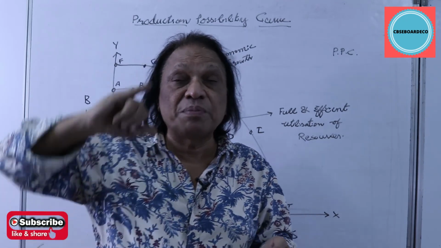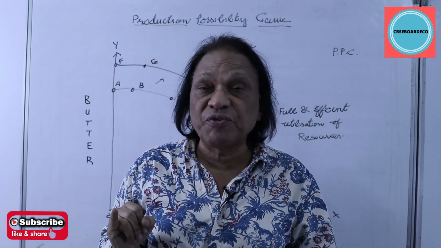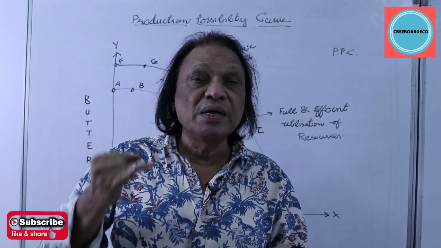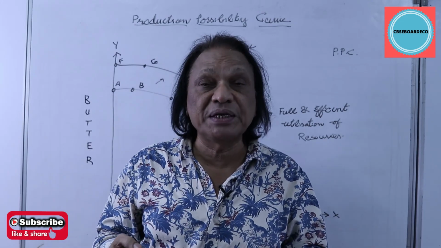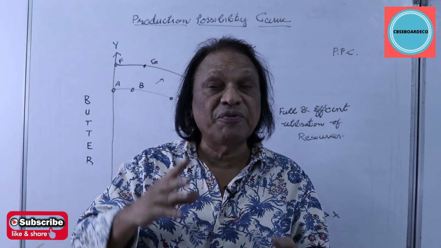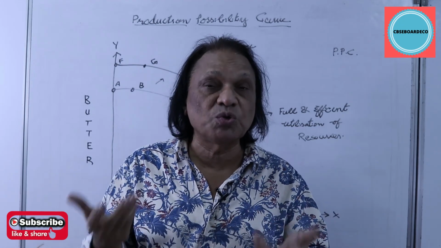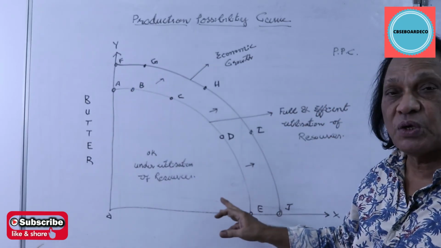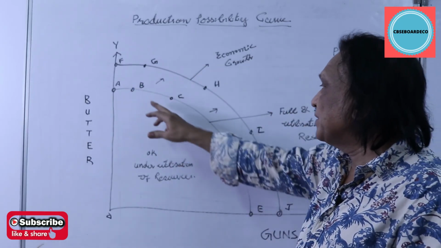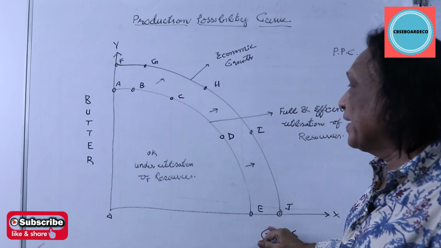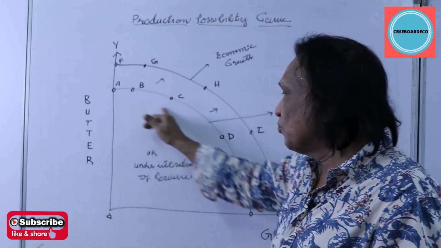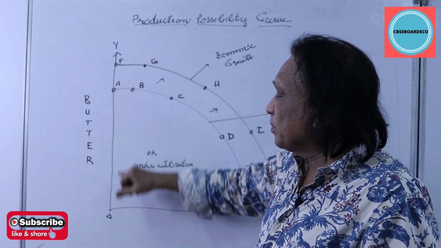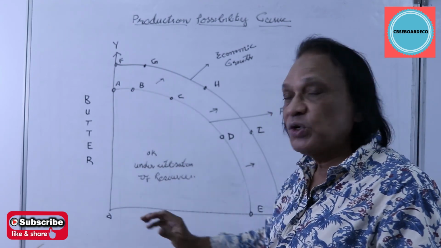Assumptions of the PPC: number one, all the resources are being fully utilized. Number two, all the resources are being efficiently utilized. Number three, there should not be any change in technology, and number four, the economy has limited resources. And if we move downwards along the PPC, what does it indicate? That means the economy is producing more guns by sacrificing butter. If you're moving upwards, the economy is producing more butter and reducing the guns.